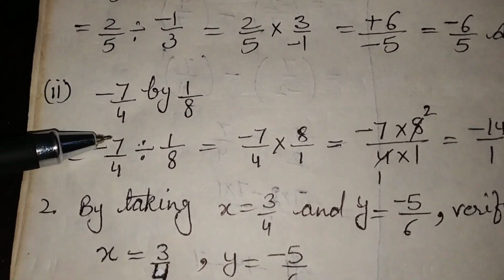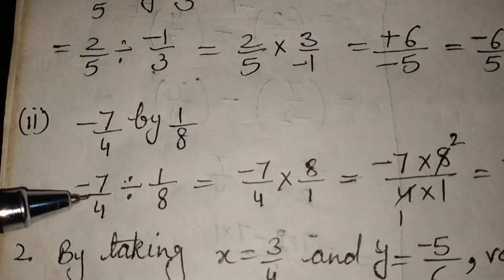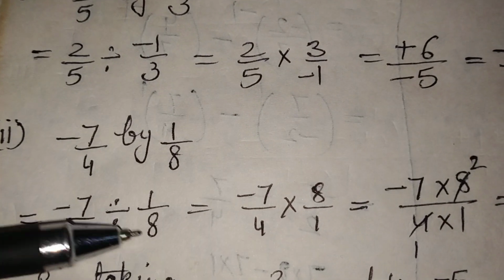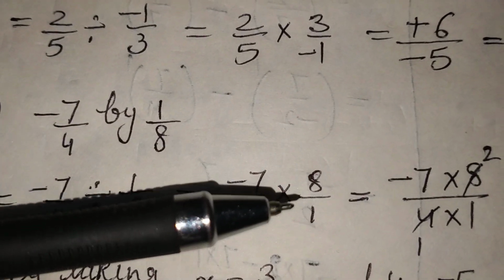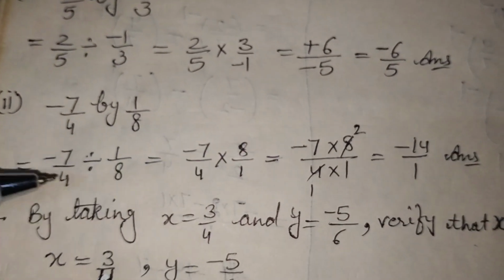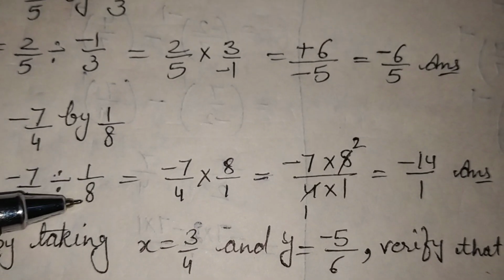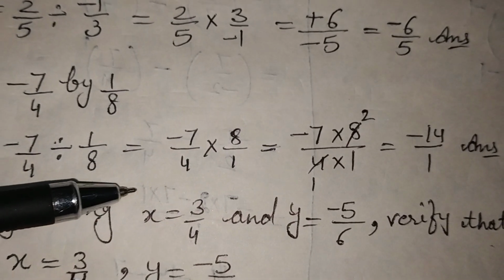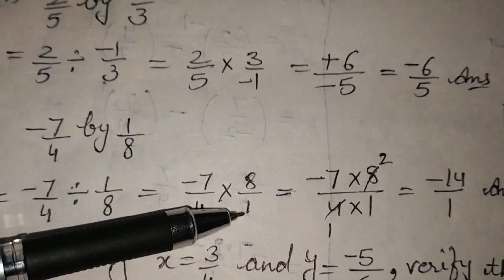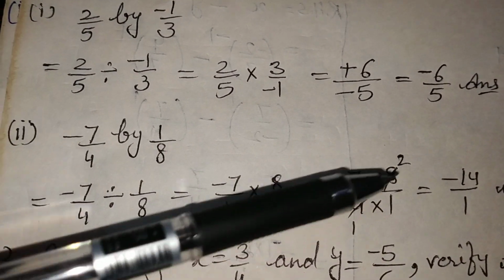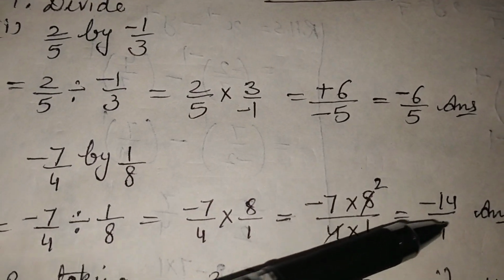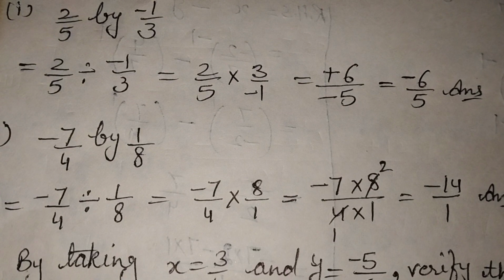Same, second part, minus 7 upon 4 by 1 upon 8. Here in place of by, we will write the divide sign. Now same, minus 7 upon 4 we will write as it is. In place of division, we will write the multiplication sign. Here the reciprocal of 1 upon 8, we will write as 8 upon 1. We will multiply numerator by numerator and denominator by denominator. Here we can cancel it. 4 ones are 4, 4 twos are 8. We will multiply these two, minus 14 upon 1. This is the answer.